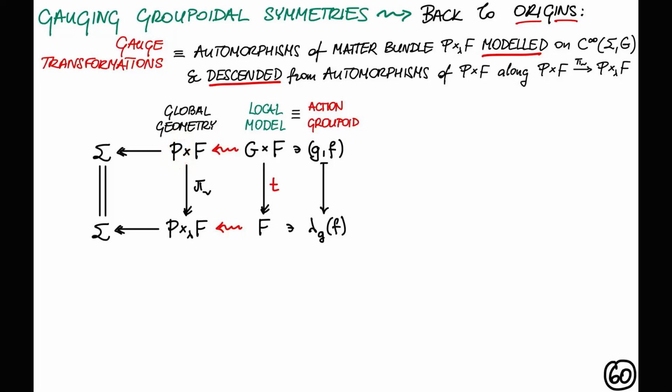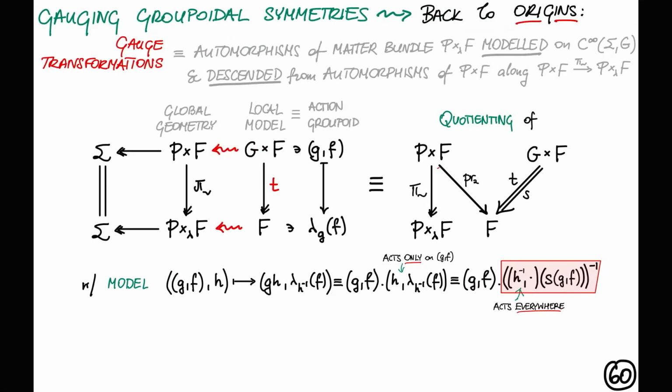So let's try to understand it now in groupoidal terms. What's the fiber of P times F? Well, it's G times F. What's the fiber of the associated bundle? Well, it's F. But as it happens, G times F and F compose the arrow manifold and the object manifold of the action groupoid. Good. So let us now try to understand this passage, this quotient map, as a statement about the existence of a structure of a principal action groupoid bundle on P times F. And then we will see that the associated bundle is basically the quotient of P times F by the action of the groupoid, which is free and transitive.